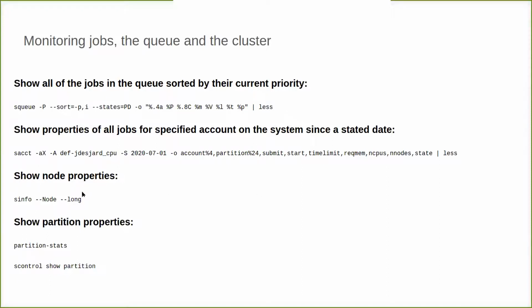We can also show node properties. So the node properties, understanding how many nodes have a certain amount of memory, for example, is important, using the sinfo command. And then showing partition properties. So a command is made available called partition stats on the system, which gives a table layout of how many nodes and resources, as well as jobs are present as a snapshot in each of the partitions. Or you can use control show partitions to get the actual definitions of all the partitions on the system.